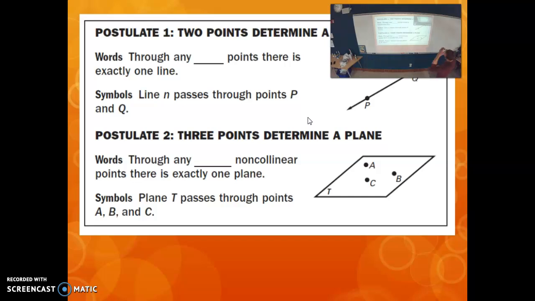So, 2 points determine a line. If you have any 2 points, such as P and Q here, we have a line between those 2 points. Any 3 points are required to create a plane. And that's because of how many dimensions you need. Okay? We need a one-dimensional object like this line. We need 2 points to create that line through them. Here we need 3 points to create a 2-dimensional object.